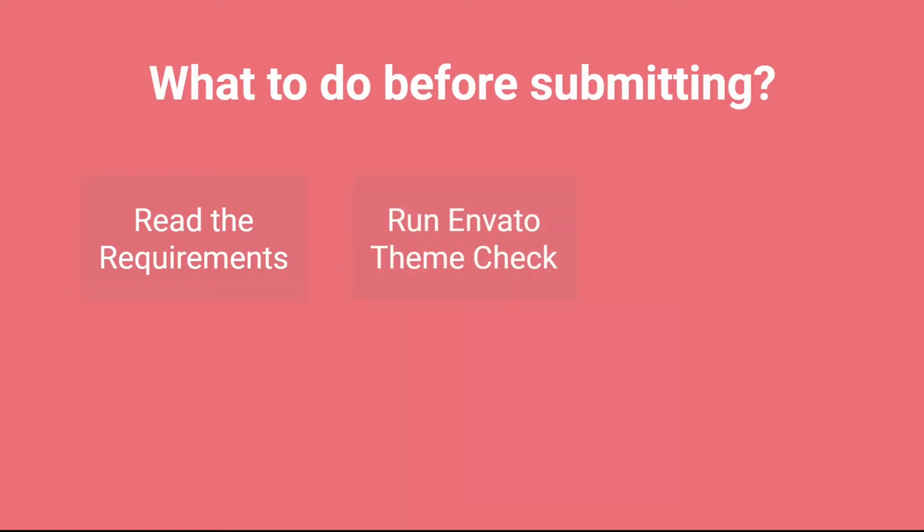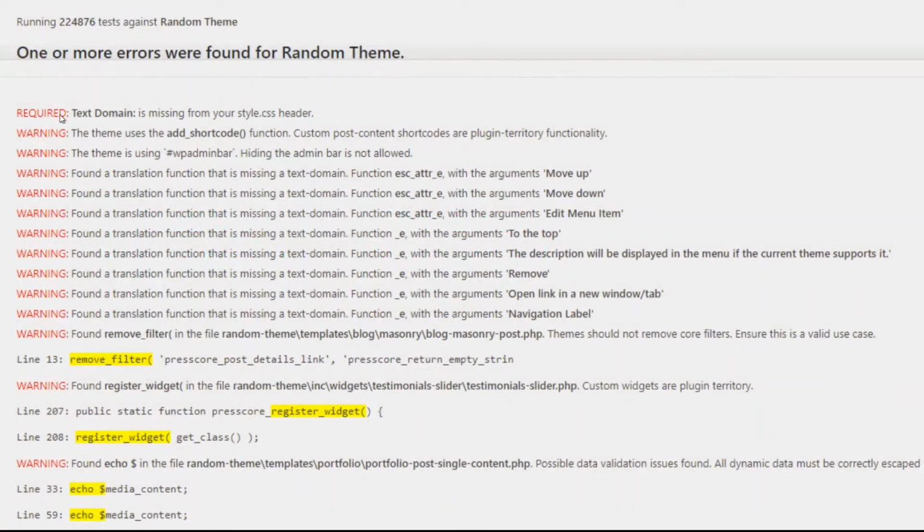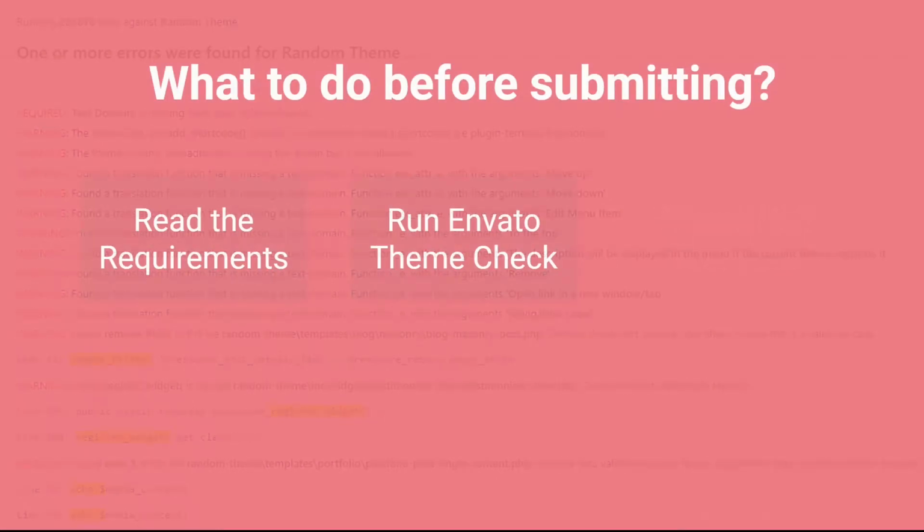Also, run Envato theme check. Anything that's required, you must fix before you submit. Anything that are warnings or information you don't necessarily have to fix, I'd recommend that you do, unless there's a good reason that you can't. And if there's a good reason that you can't, then you should explain that to the reviewer when you submit, because these things may or may not be problems. So if you have some information that will help the reviewer make that decision, please provide that up front.